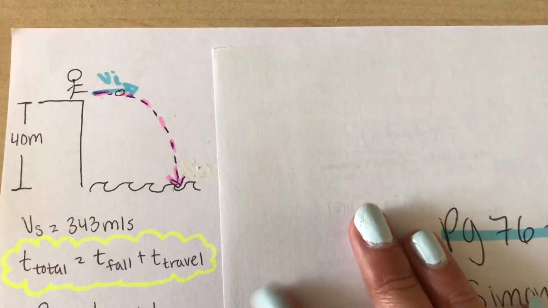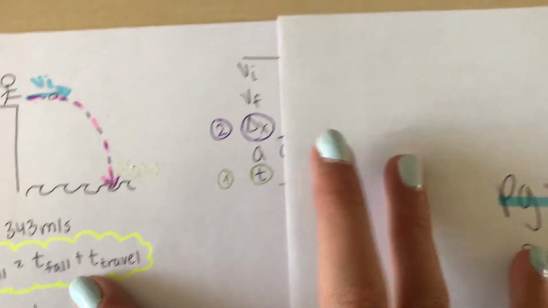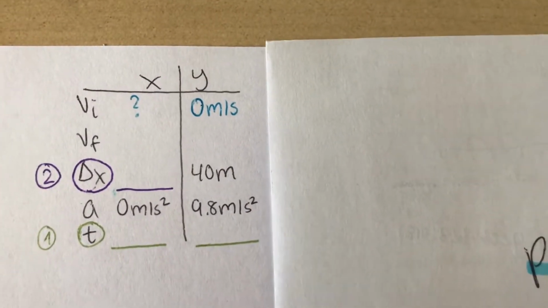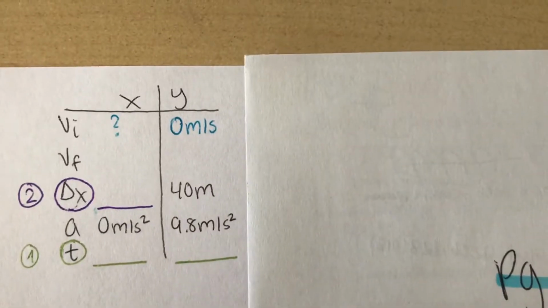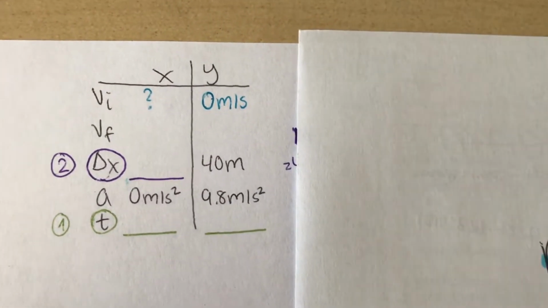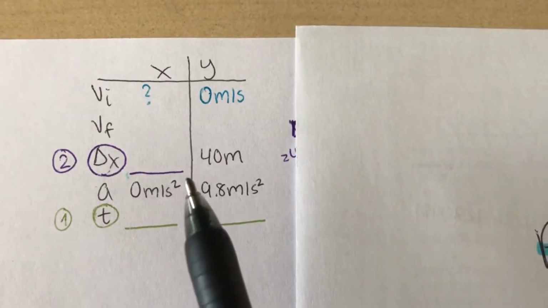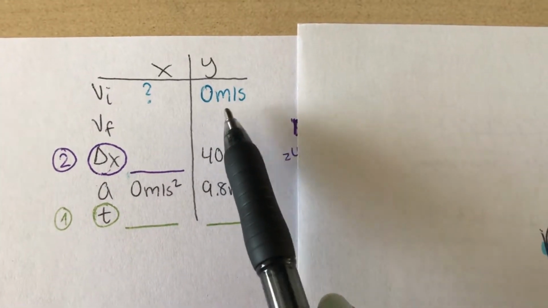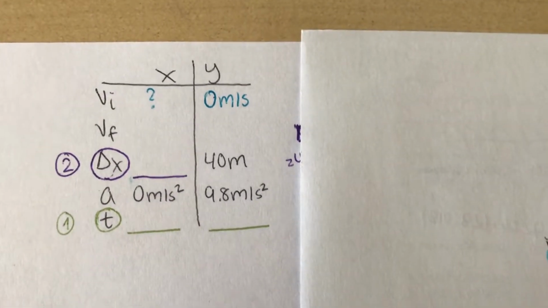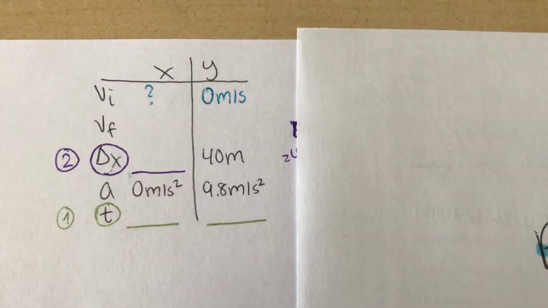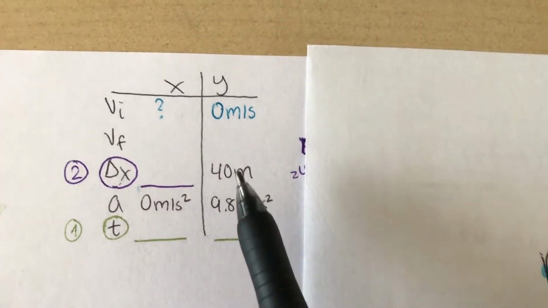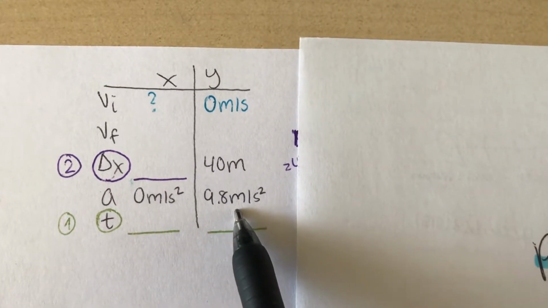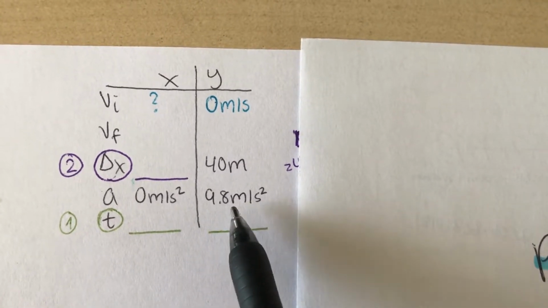Now we want to write out all of our givens in a table. So these are my givens, and we aren't given much, but we're given enough. Since it says that the rock is kicked horizontally, there is no y component since the person kicks it only horizontally, which means the initial speed for y is 0. We have the change in y, which is basically the height of the cliff, 40 meters, and the acceleration due to gravity, which is 9.8 meters per second squared.